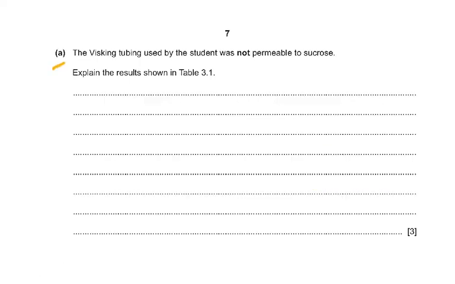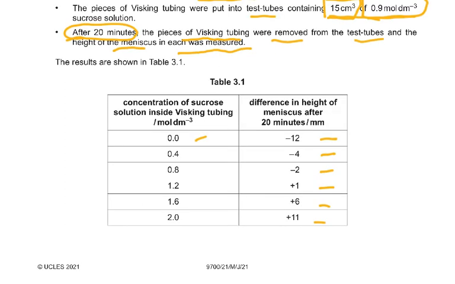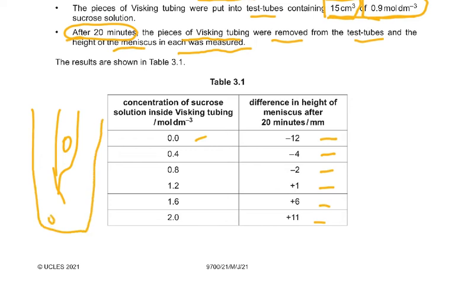Now when you look at part A, the Visking tubing used by the student was not permeable to sucrose. Explain the result shown in table 3.1. So you have to explain this result. What happened when the Visking tubing had 0 inside and you had 0.9 outside? Why did it go to minus 12? The reason it went to minus 12 is because water moved out, so it went down.